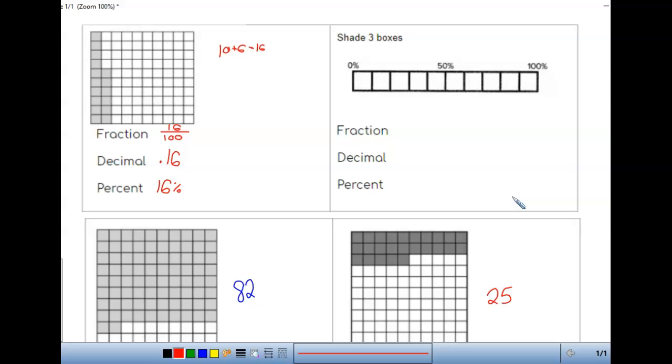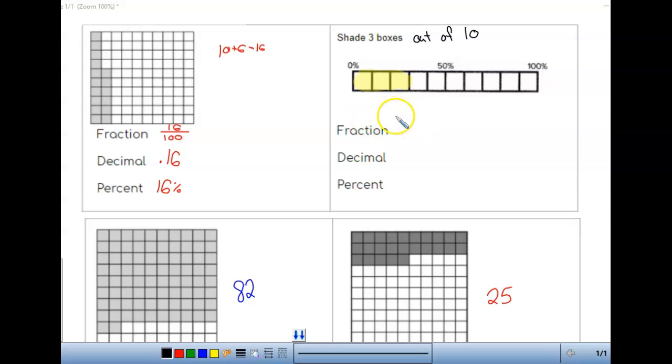Okay, now here's where it gets a little different. Take a look at this top one that we skipped. It says shade 3 boxes, so I'm going to shade, but there's a lot less boxes this time. This time we only have 3 boxes shaded out of, whoops, I don't know where my eraser is. Found my eraser, out of 10.